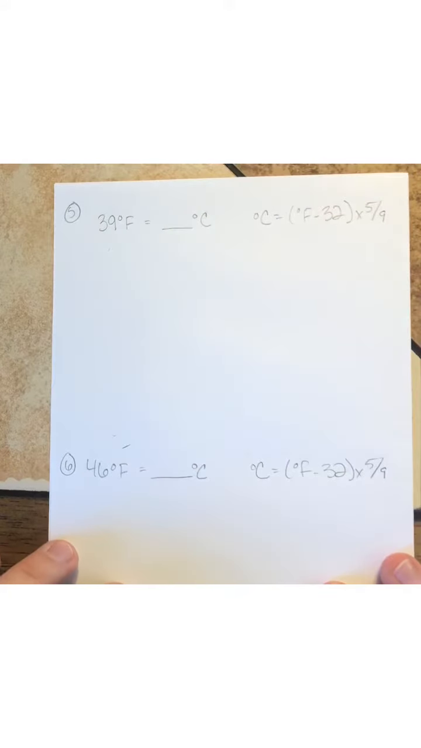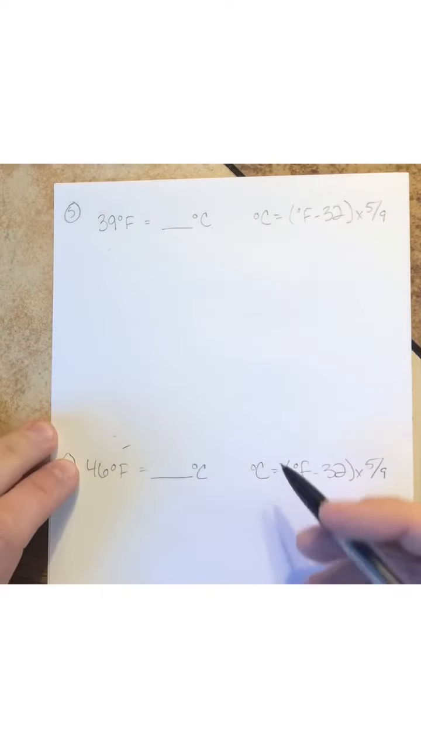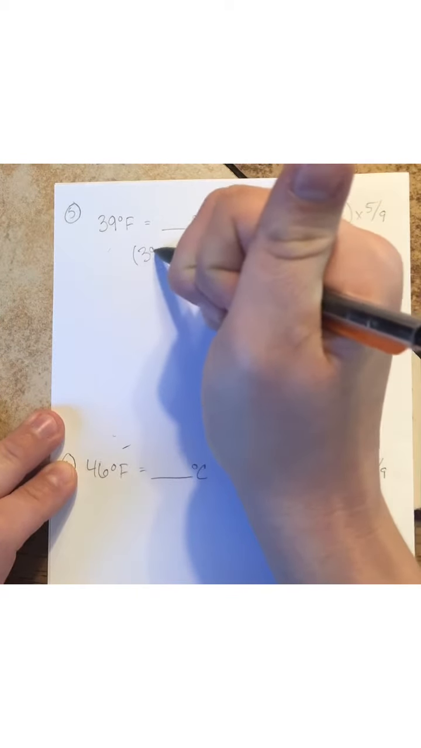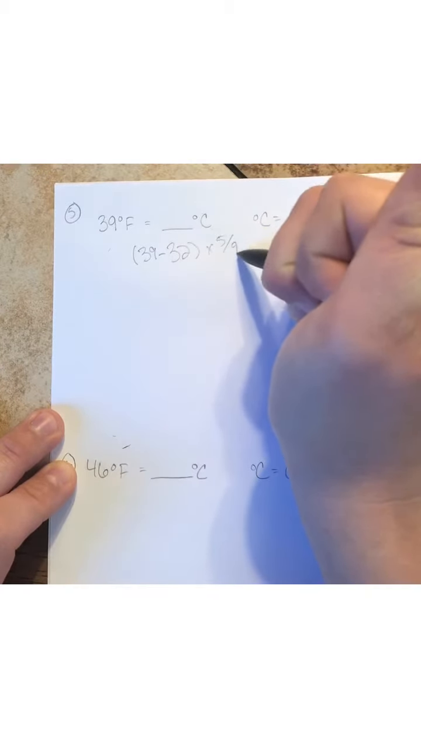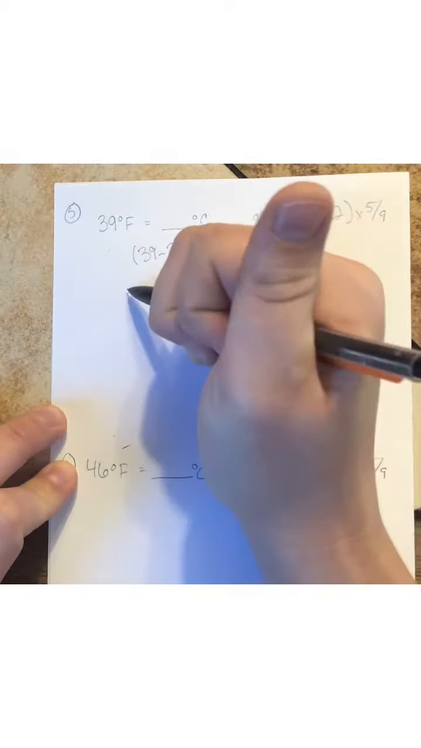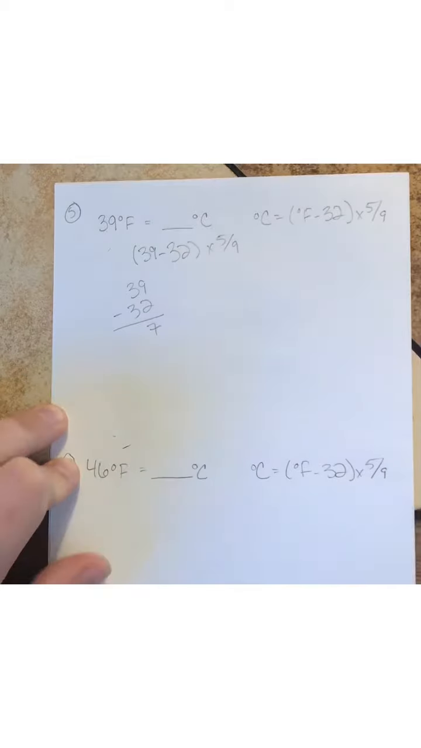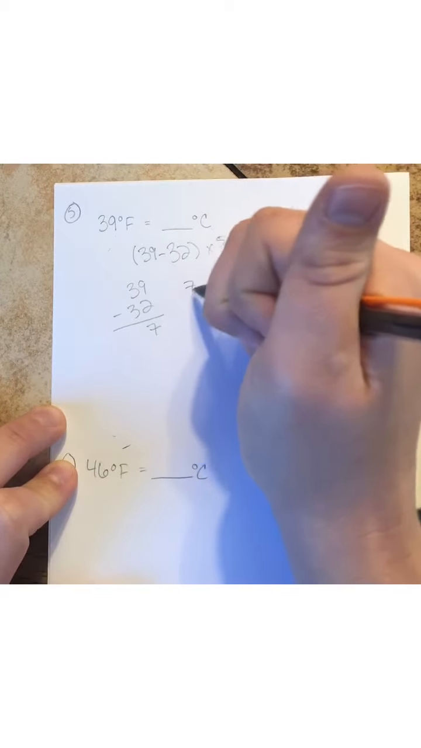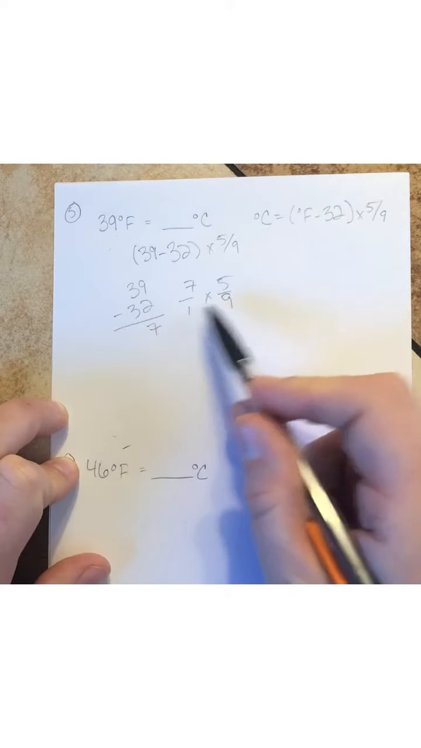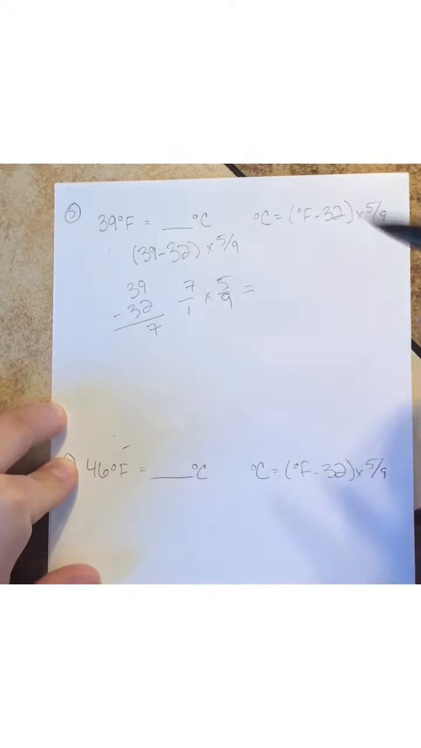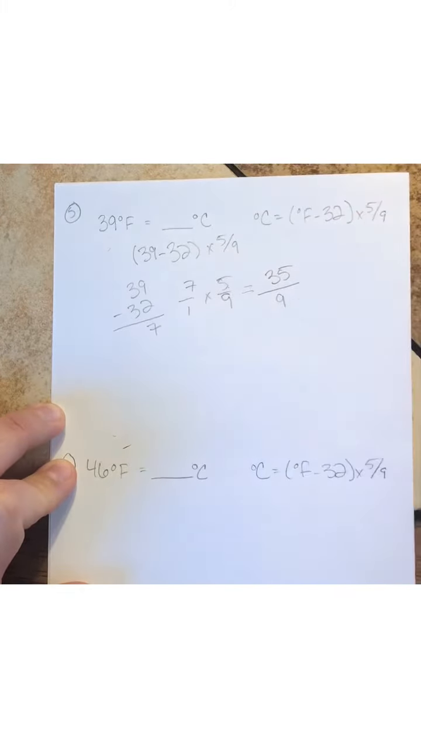All right, last two problems here. I have 39 degrees Fahrenheit and I want to change that to Celsius. So I'm going to plug that number into my equation. 39 minus 32 times 5 over 9. So I'm left with 7 times 5 over 9. I'm going to multiply across here. 7 times 5 is 35. 1 times 9 is 9.